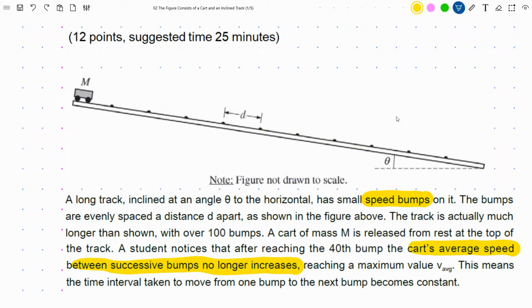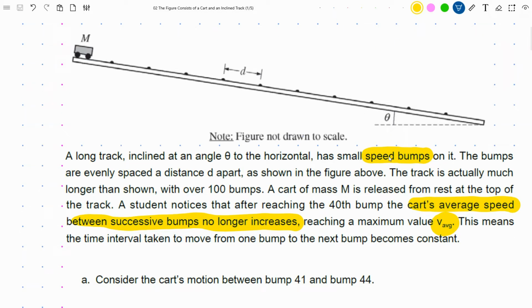Okay, just to continue on here. In fact, it reaches a maximum speed of v average. So v average is the average speed that is ultimately reached once this cart has traveled through enough of this track. So they've kind of called out the 40th bump. Let's just think of it as we're well on our way. And we've reached this kind of pattern, if you will, like the average speed between bumps remains constant from this point forward. And of course, this means that the time interval taken to move from one bump to the next becomes constant, which would be implied if the bumps are evenly spaced and the cart has an average speed that's the same each time.